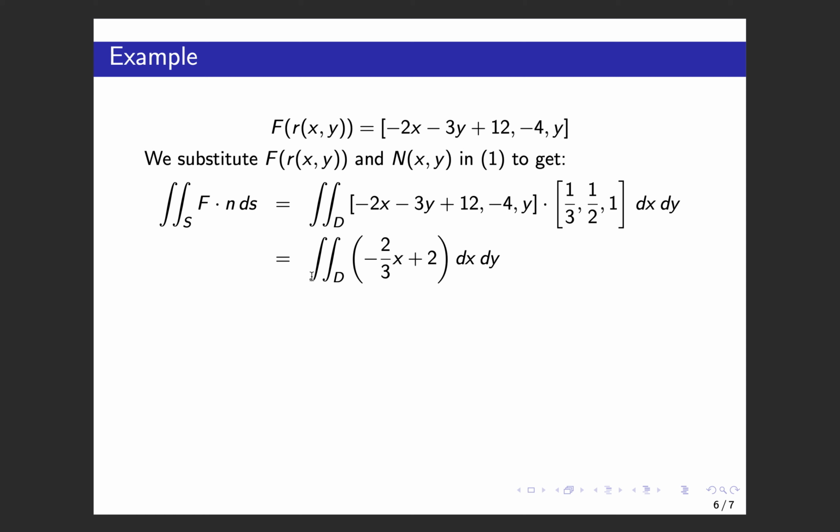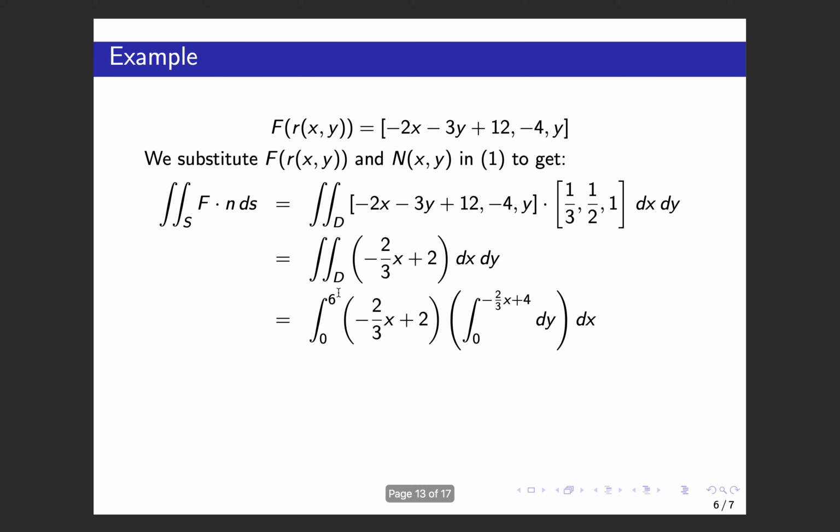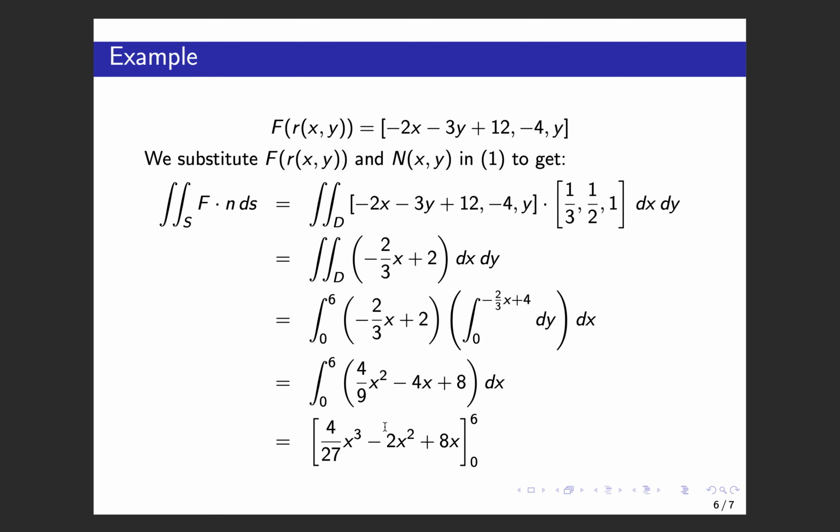Now we want to calculate this double integral over the triangle D. We can fix x between 0 and 6, and we integrate y from 0 to minus 2 over 3 x plus 4 dy, and then we integrate with respect to dx. So we get the integral from 0 to 6 of this expression, which we get from here, times minus 2 over 3 x plus 2. The integral of this would be 4 over 27 x cubed minus 2x squared plus 8x from 0 to 6, and this will give us 8.